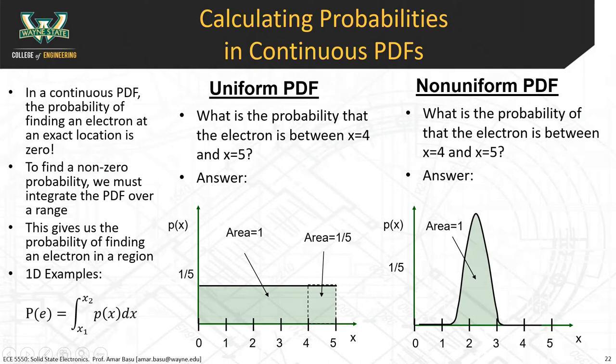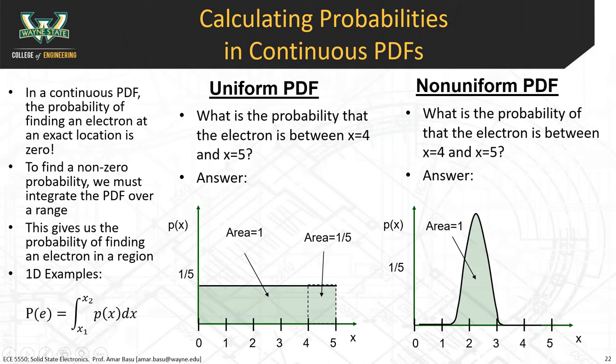The answer is, you take the integral of this function. So you're looking between x equals 4 and x equals 5. So you're going to take the integral of this function between 4 and 5. All right, and the integral is just the area under the curve. This function happens to have a value of 1/5. So 1/5 is the height here. And what's the width? 1. So the area here is 1/5. All right, so that's the answer. There's a 20% probability of finding an electron between x equals 4 and x equals 5.